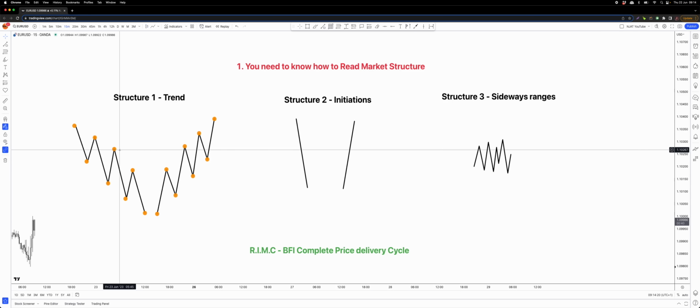So reading and understanding structure first is very important because knowing trend means that you can get involved in some great opportunities on pullbacks, but this is only 30% of the market right here. Trending only happens around 30% of the time. Now, when we're not trending, we need to understand what other structures are coming into the market.